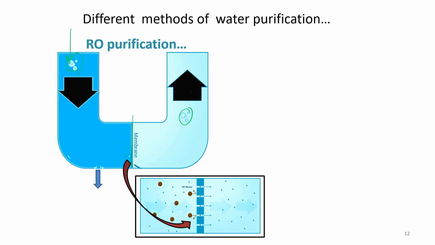because water is flowing through the reverse osmosis process by the pressure drop. Here, this side is pressure P1 and this side is P2, and due to that pressure drop, reverse osmosis takes place.